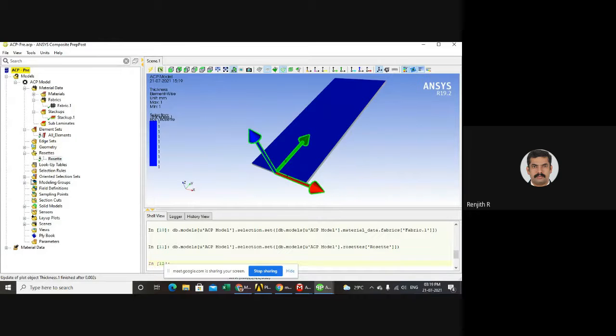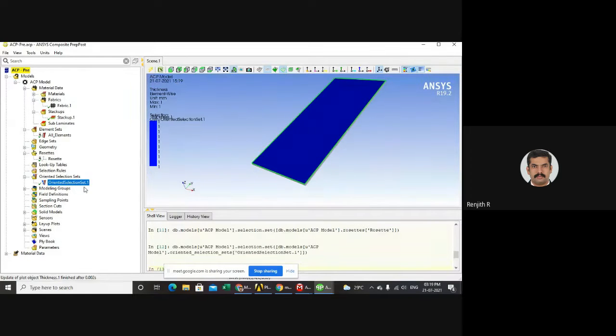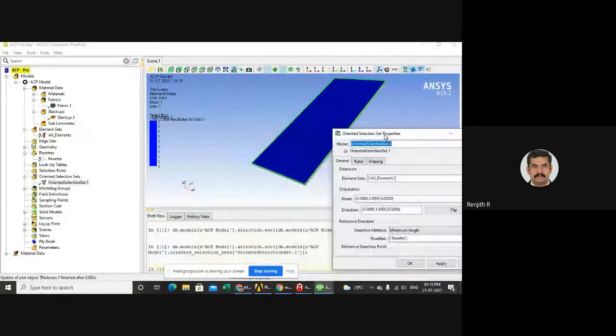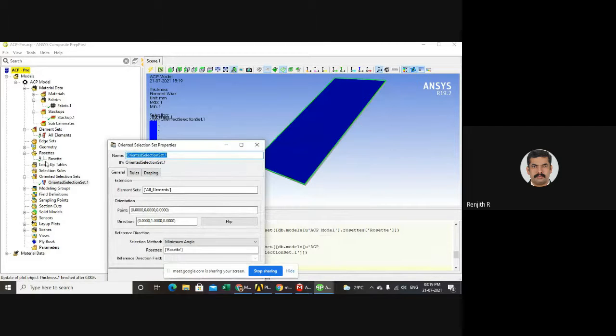Okay. And there will be one more thing, oriented selection set. Actually, oriented selection set refers to the ply direction. That is how the laminas are kept over it. For example, first we will have a lamina, then over that we will put another lamina. So that direction we want to specify here, oriented selection set. So the main important things here are two: first, a rosette and the oriented selection set. In the rosette we will specify the fiber direction. In the oriented selection set we will specify the lamina direction, in what direction the laminas are put.